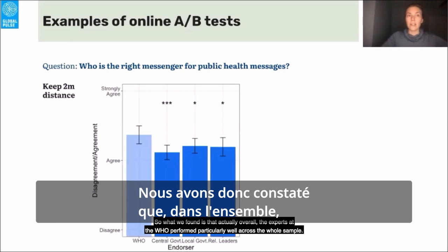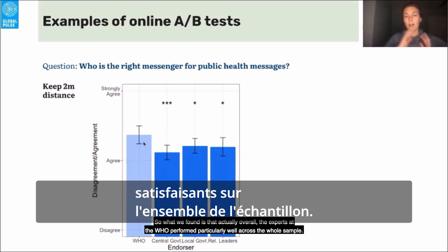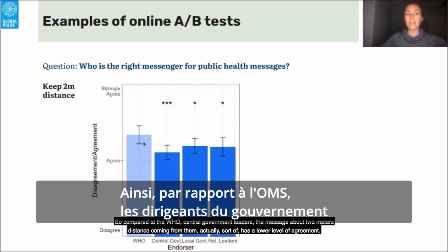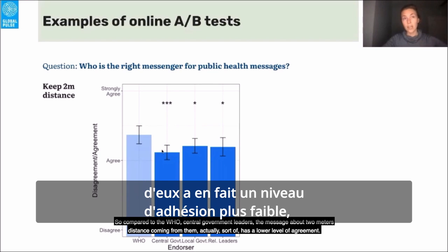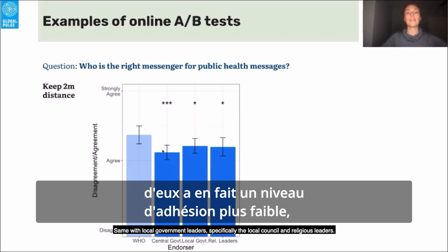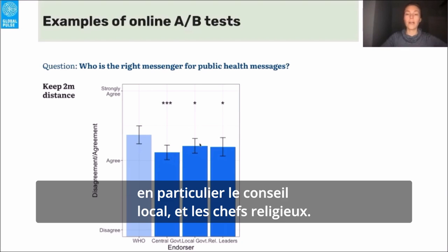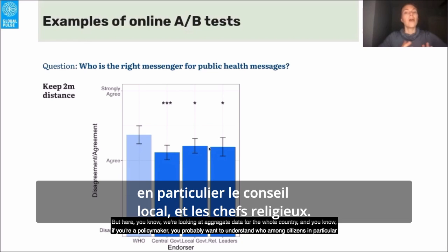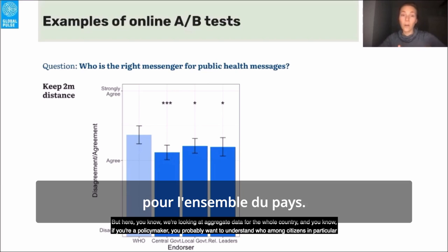So what we found is that actually overall, the experts at the WHO performed particularly well across the whole sample. So compared to the WHO, central government leaders, the message about 2 meters distance coming from them actually has a lower level of agreement. Same with local government leaders, specifically the local council, and religious leaders. But here, we're looking at aggregate data for the whole country.